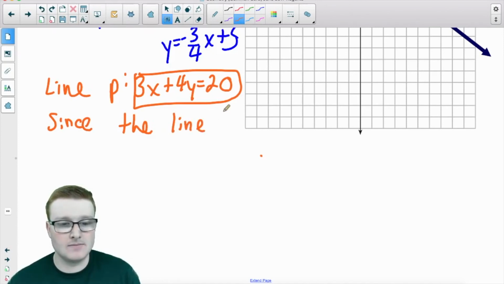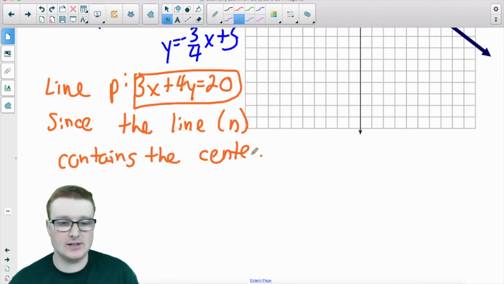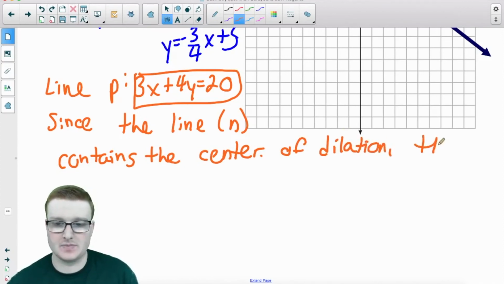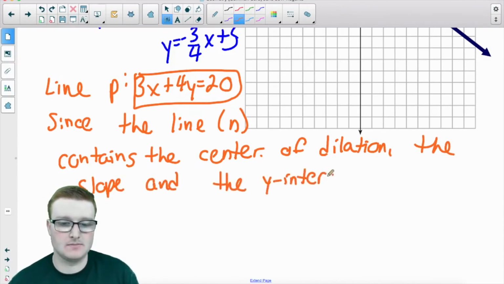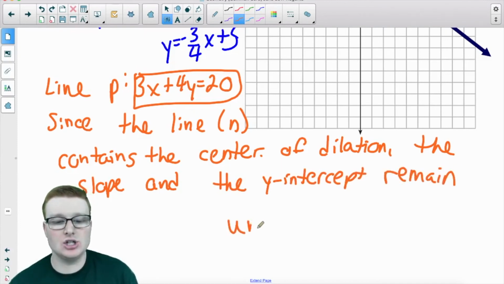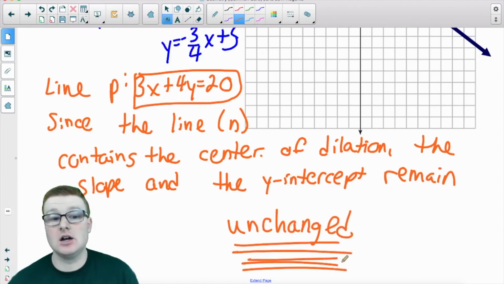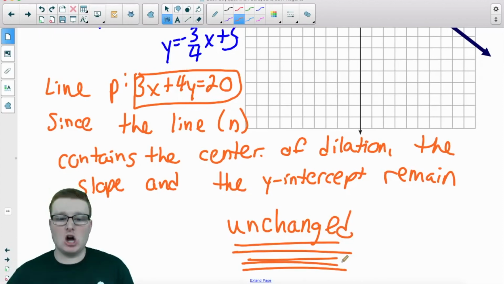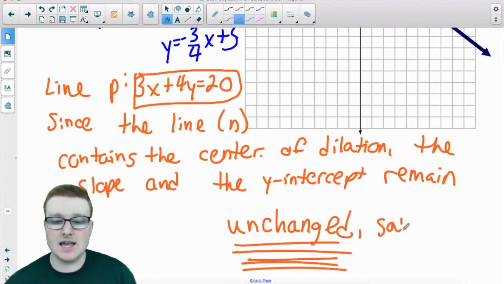Since line N contains the center of dilation, the slope and the y-intercept remain unchanged. So if the center of dilation is on the line, the slope and the y-intercept remain unchanged, meaning it's the same line.